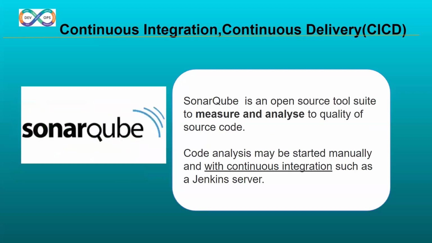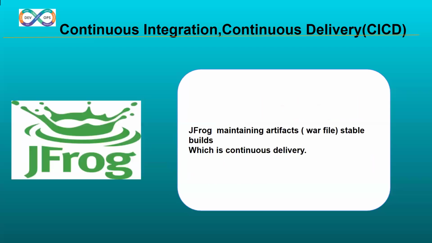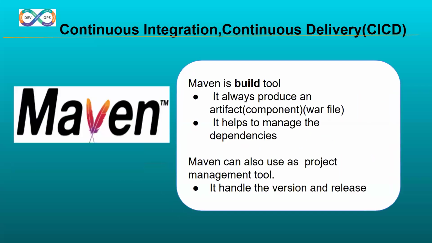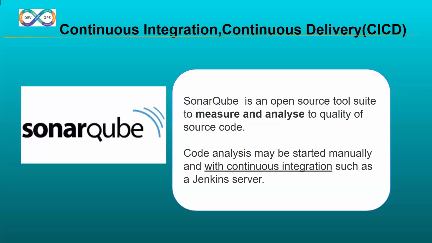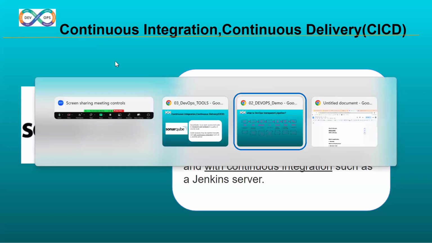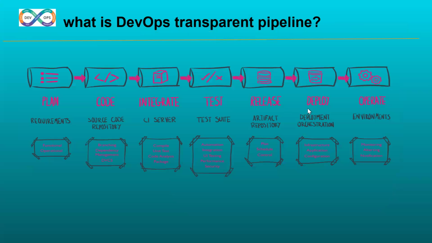And what is SonarQube? SonarQube is an open source tool. It measures and analyzes the quality of source code. It is developed in Java, but it analyzes and gives statistics and reports about 20 different programming languages like Python, .NET, whatever it may be. What is the major goal of SonarQube? It analyzes whether the developers are following standards or not, and whether they are using the right functions or not. Okay, with the help of Git, Maven, Jenkins, JFrog, SonarQube, we are going to implement an automated DevOps transparent pipeline.